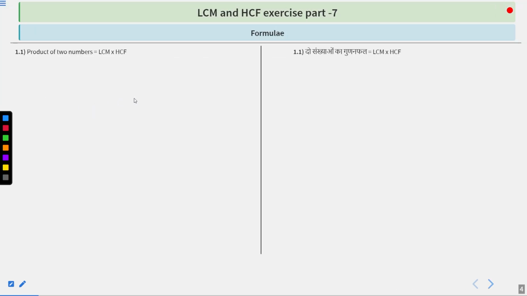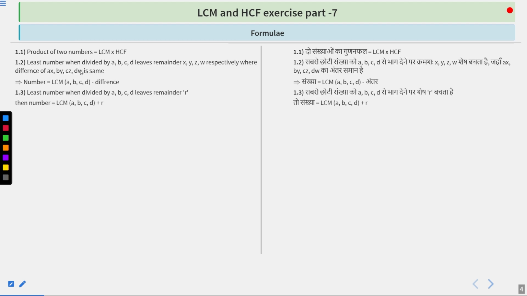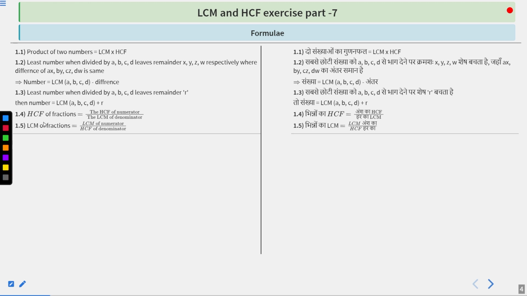Now these are the formulas which we are going to use while solving the questions. That is, product of two numbers is equal to LCM into HCF. Least number when divided by A, B, C and D leaves remainder X, Y, Z and W, where difference of AX, BY, CZ, DW is same, then the number is equal to LCM of A, B, C, D minus difference. Least number when divided by A, B, C, D leaves remainder R in each case, then the number is equal to LCM of A, B, C, D plus remainder. Then we have HCF of fraction, that is equal to HCF of numerator upon LCM of denominator. And if we have to find the LCM of fractions, then it is equal to LCM of numerator upon HCF of denominator.